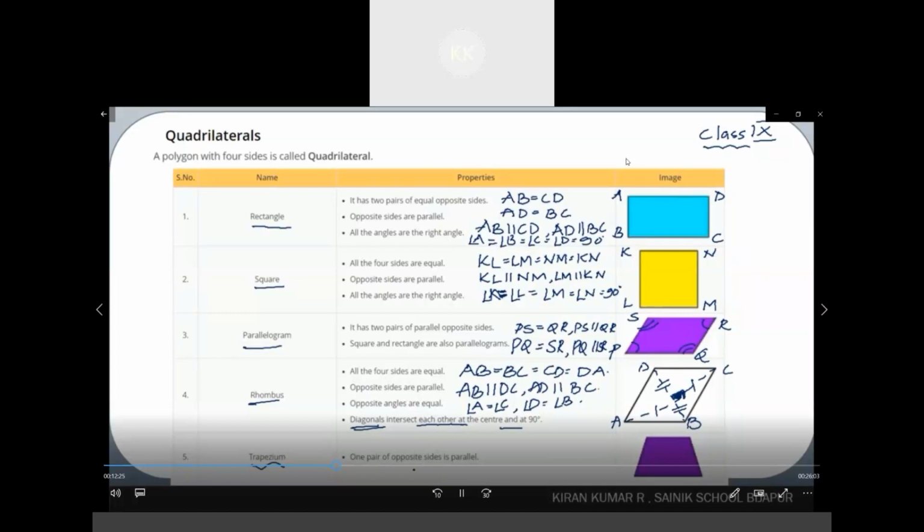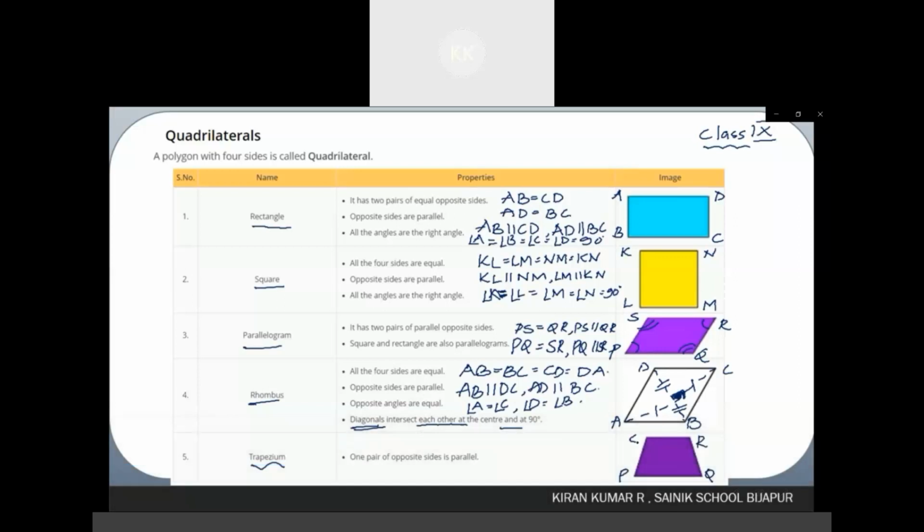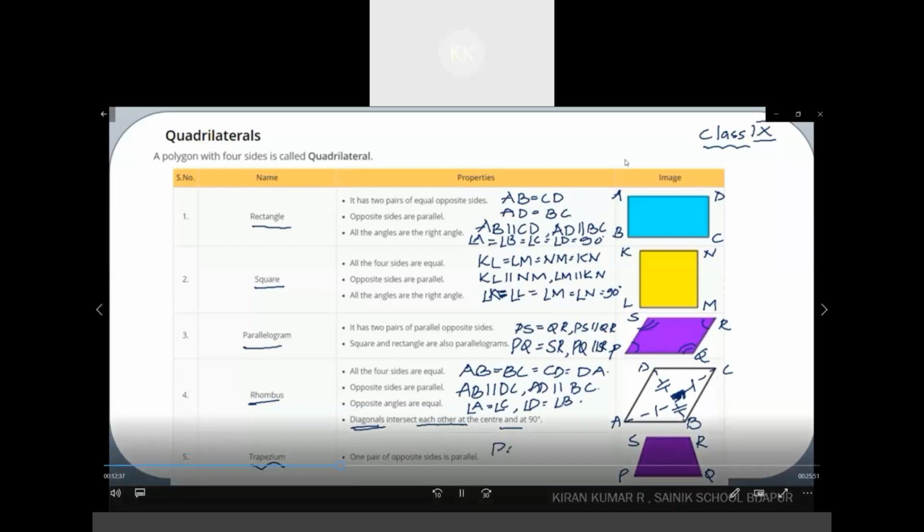Trapezium. Trapezium is a polygon in which only one pair of sides will be parallel. If I name this trapezium as PQRS, PQ will be parallel to SR and other pair of sides, they are not parallel. Such type of figure is called a trapezium.